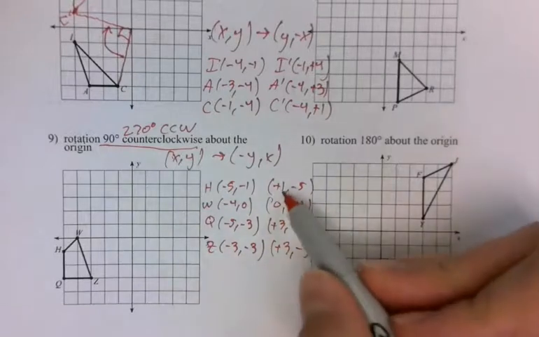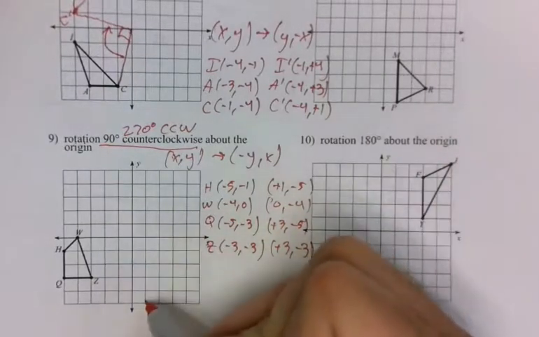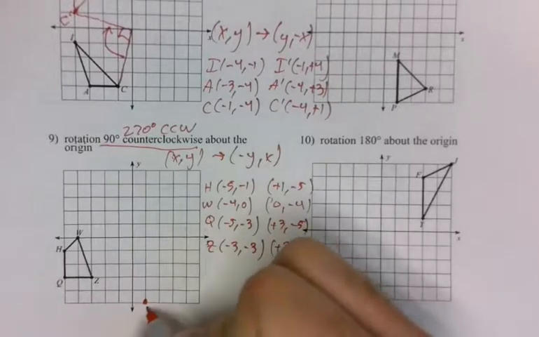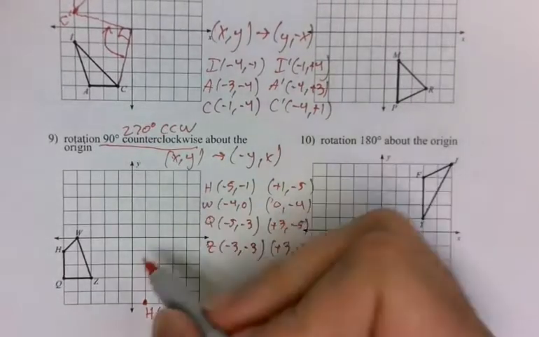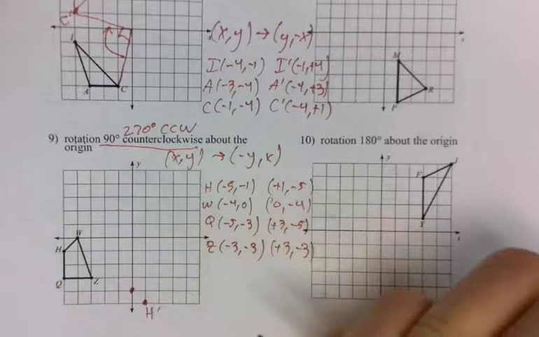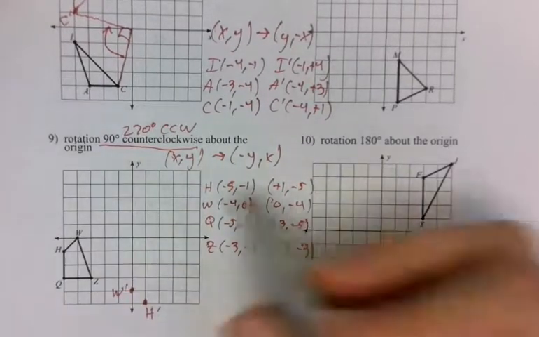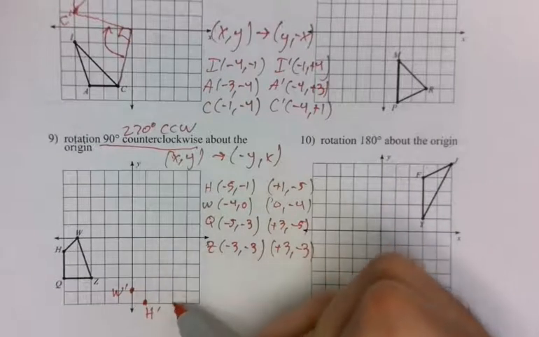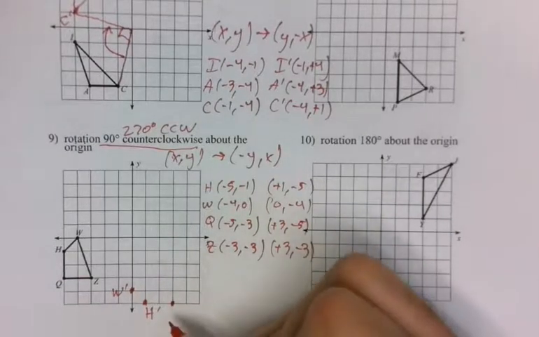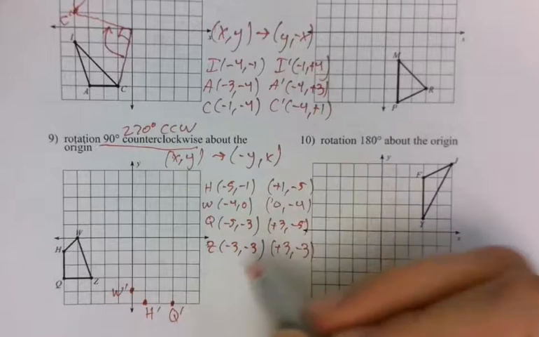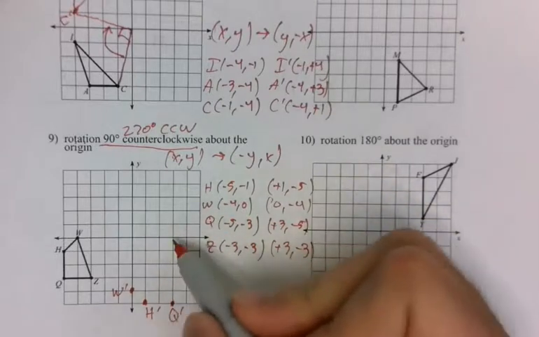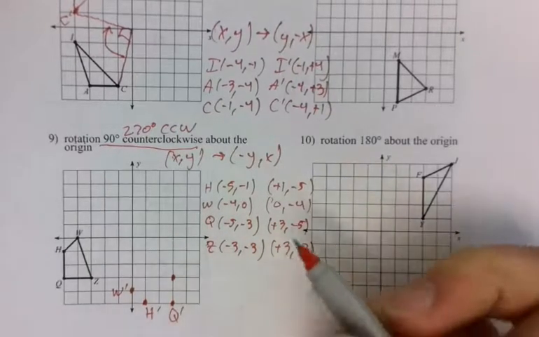So when I graph this, 1, negative 5 would become H prime. 0, negative 4 is W prime. 3, negative 5 is Q prime. And 3, negative 3 is Z prime.